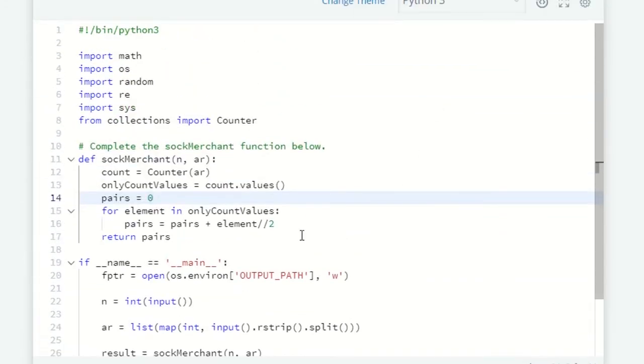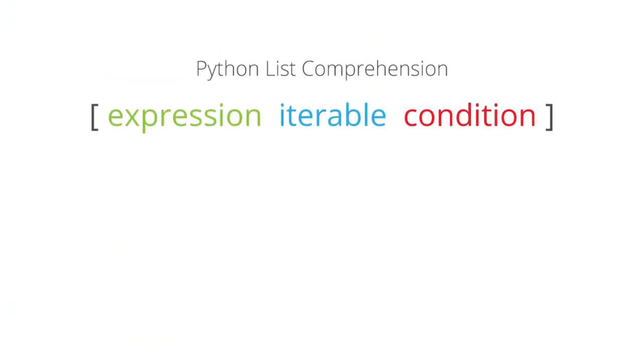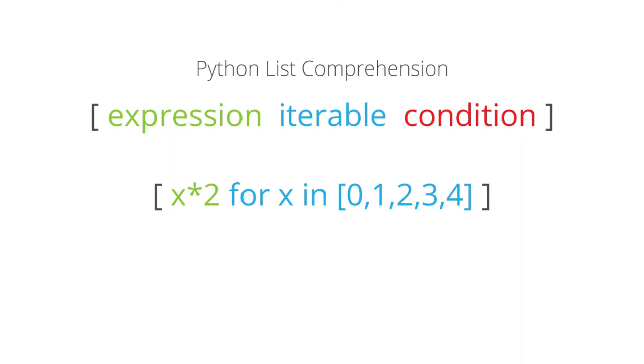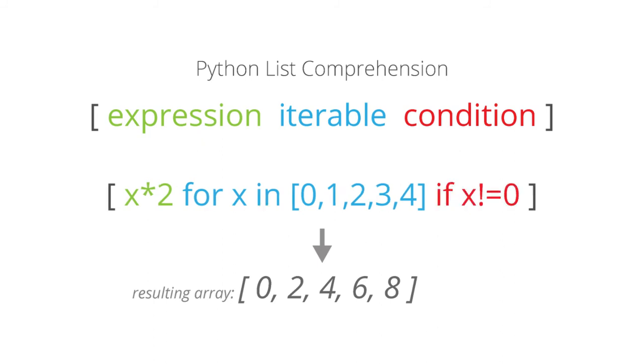Now, let's simplify our code. In Python, we have something called list comprehension for creating lists, which can be used instead of multi-line for loops. Its syntax is expression, iterable, and condition. For example, if we have an iterable list containing some numbers, we can write an expression here to be applied to each element of the array. In this case, each element x will be multiplied by 2. Also, if required, we can add a condition at the end. We will get this output.